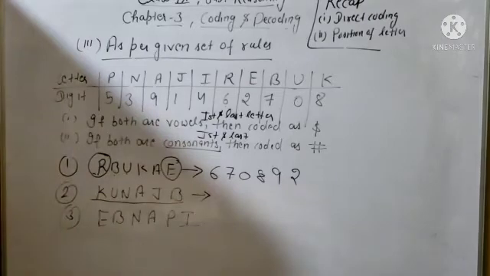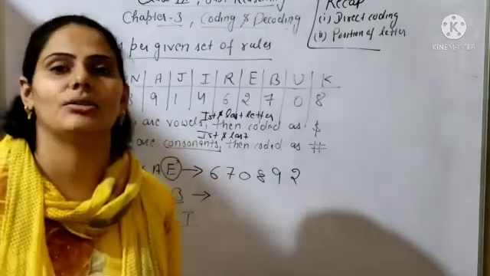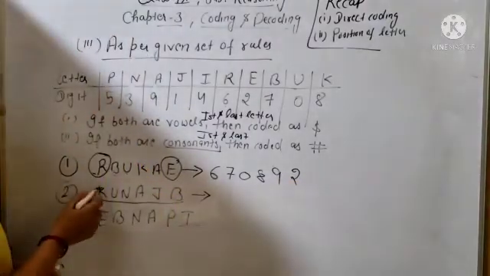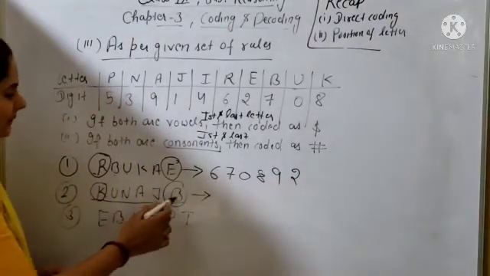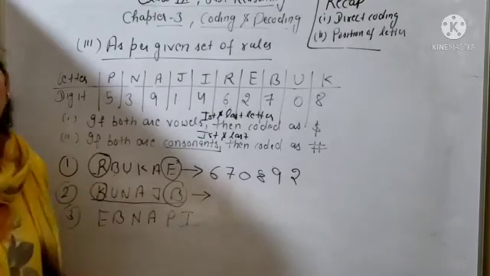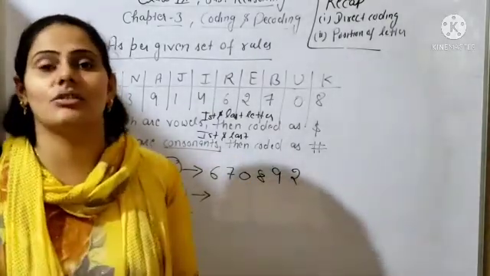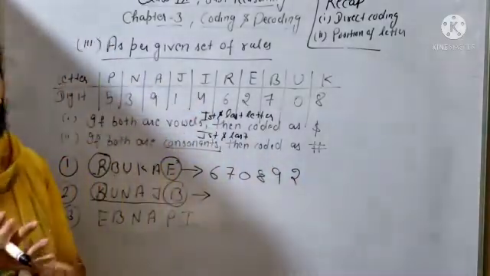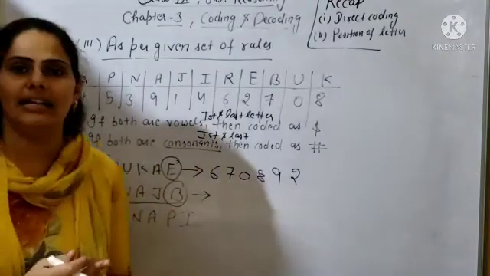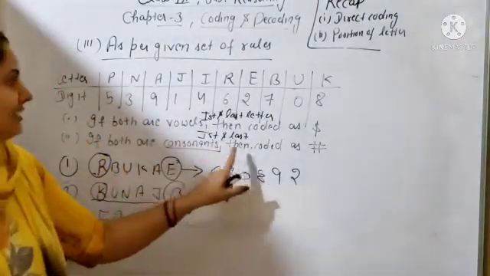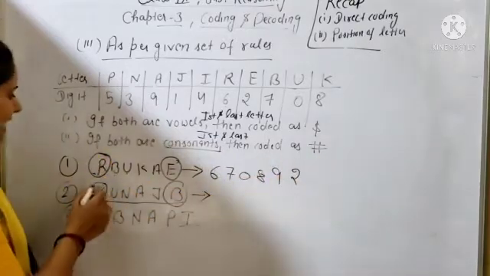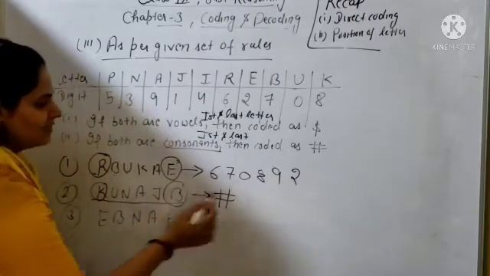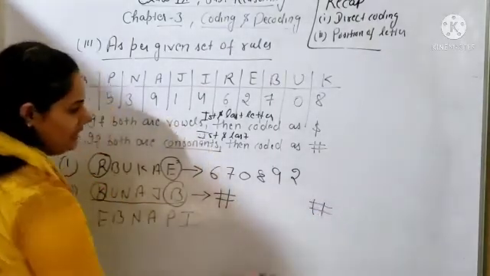Second, you have to write this one in the coding language. How will you write it? First of all, according to the rule, you will check whether the first and last letters are vowels or consonants. Here the first letter is K and the last letter is B. So both are consonants, because the vowels are A, E, I, O, U, and both letters are other than these. If both are consonants, then code as H. It means at the place of K and B, you will put H, and the last one also you will put H.